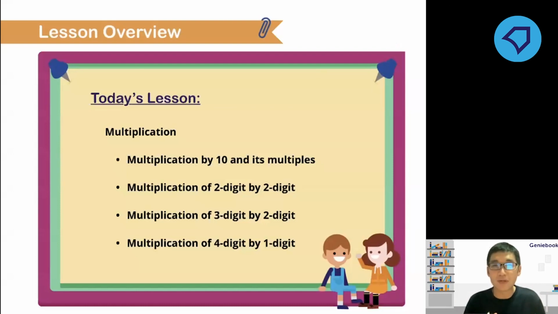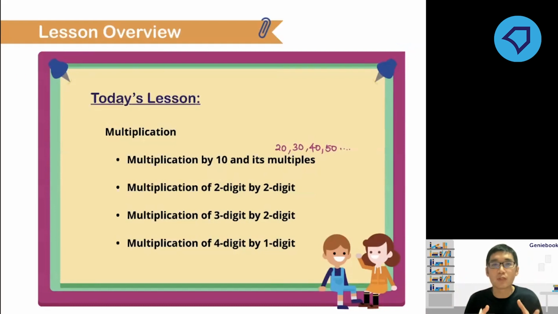And you guys in P3 have also learned multiplication up to 3 digits by 1 digit. Am I right to say that you guys have learned how to multiply a 3-digit number by a 1-digit number? So in P4, what's new? We are going to learn multiplication again, but this time round, we are going to focus on the multiplication by 10 and its multiples. In other words, we will look at how to multiply a number by, let's say, 20, by 30, by 40, by 50, and so on, the multiples of 10. How do we perform the multiplication of a number by a multiple of 10?